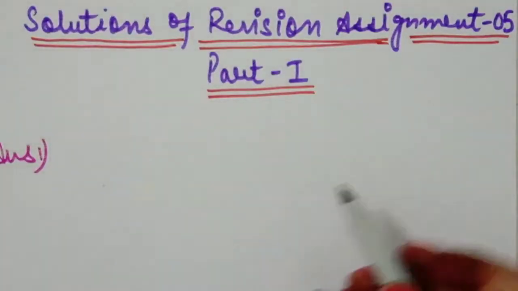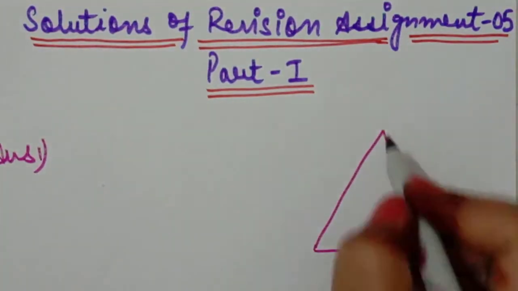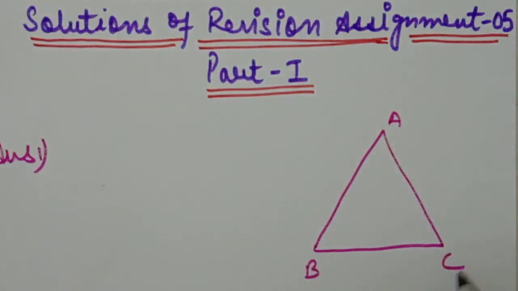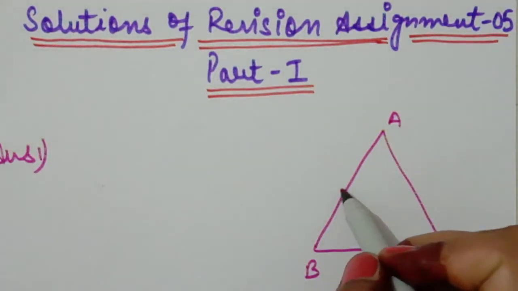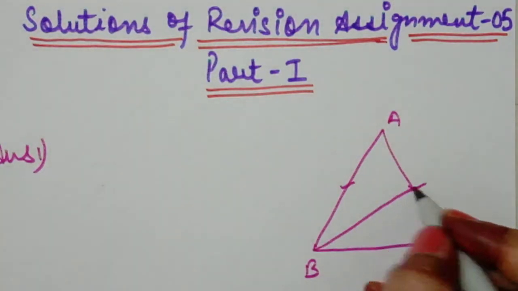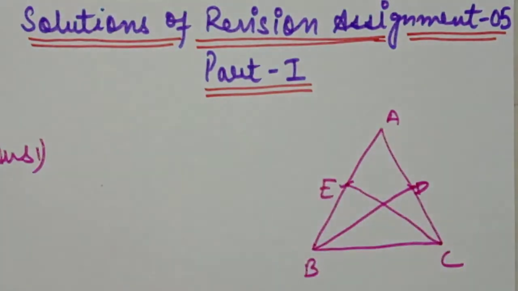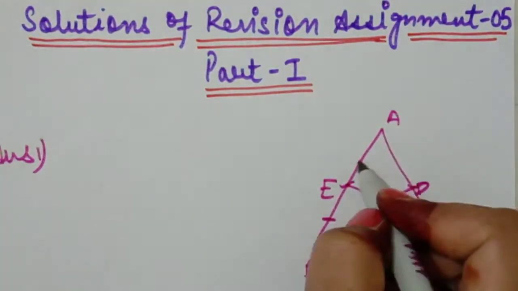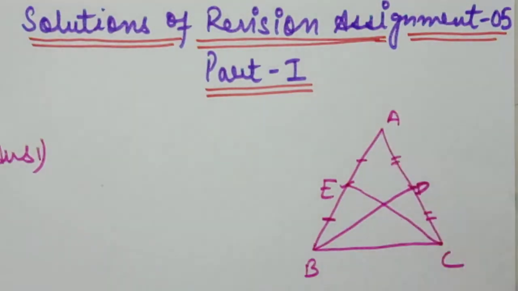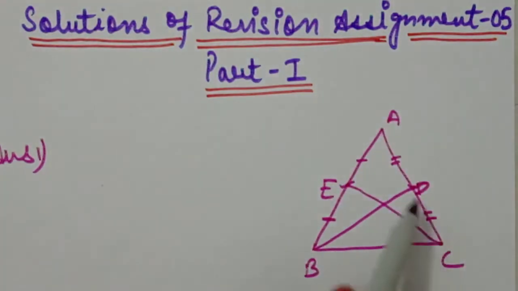So students, answer 1. First of all, we will draw a triangle ABC. ABC is an isosceles triangle, it means these two sides are equal to each other. Now he said BD and CE are its two medians. It means this side is equal to this side and this side is equal to this side, because it is a median. This is the midpoint of these two sides. E is the midpoint of AB and D is the midpoint of AC.